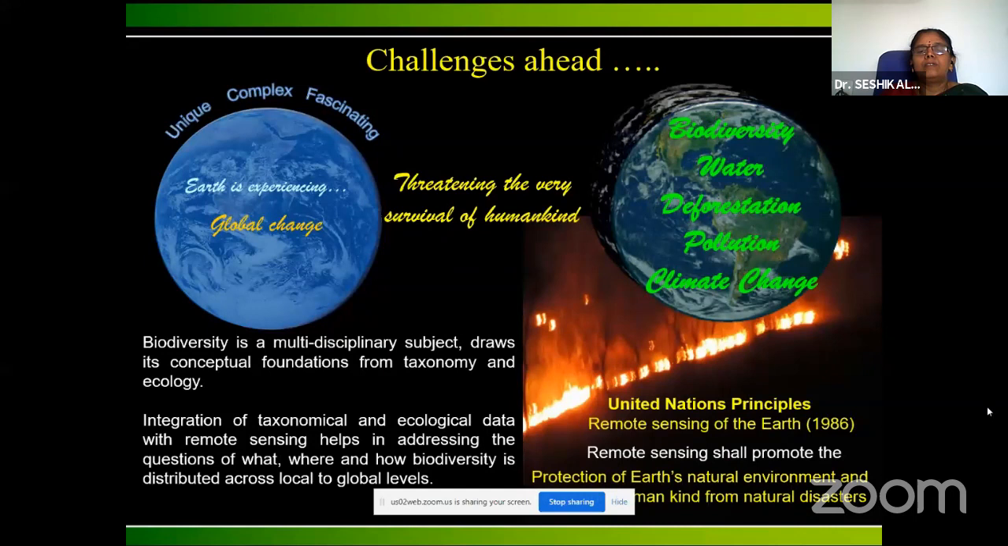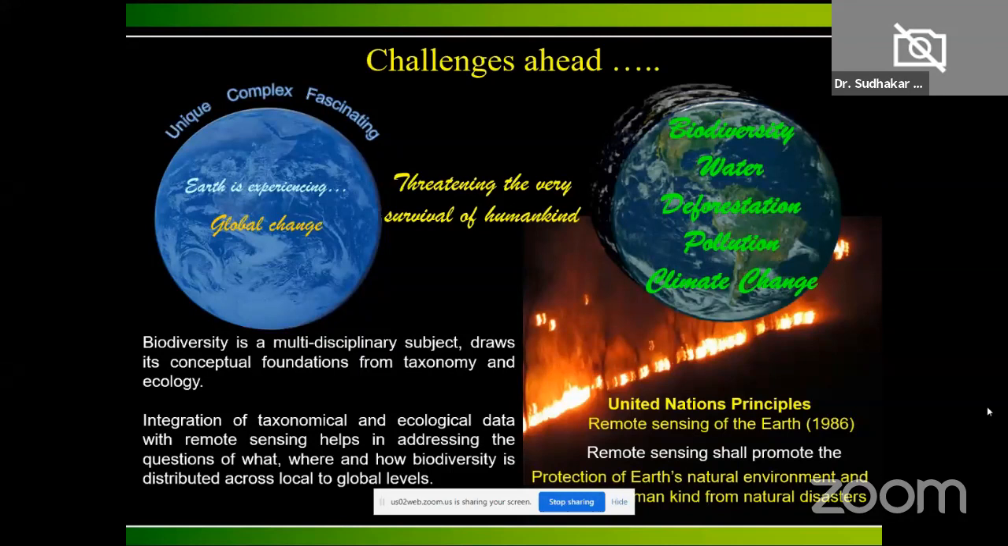Good afternoon, everyone. I am presenting on the remote sensing applications for biodiversity. We are focusing on biodiversity and the studies related to taxonomy, ecology, and so on. Mainly, the Earth is experiencing global climate change. It is threatening the very survival of humankind. As listed by a Google search, the major environmental issues for the planet are five: biodiversity conservation, water resources management, controlling of deforestation, controlling of pollution, and mitigation of climate change.